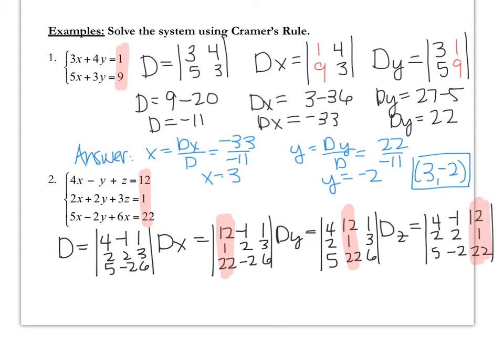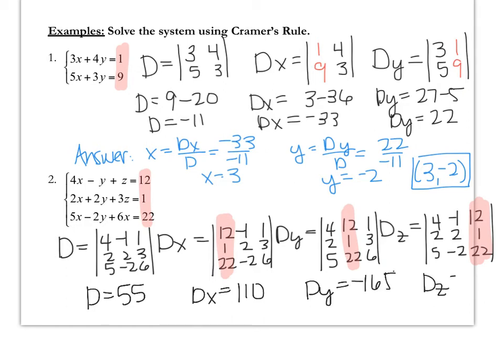So then I am going to tell you just use your calculator and find each of these determinants. So this one, if you find the determinant on your calculator, you should get 55. The next one, you get 110. This one, you get negative 165. And for dz, if you type that in the calculator, you get 55.